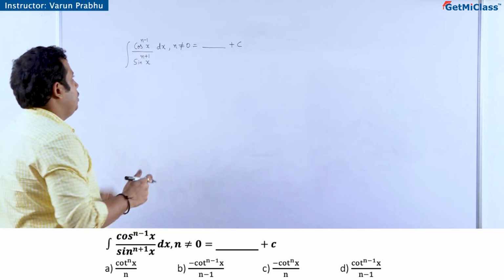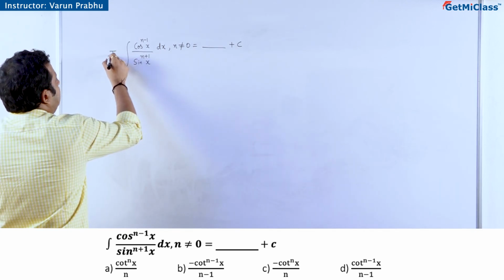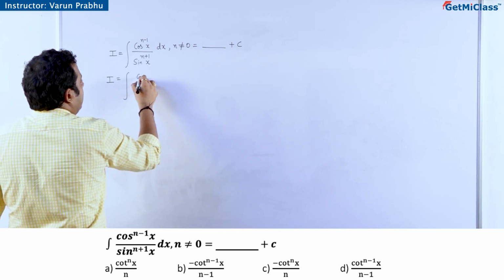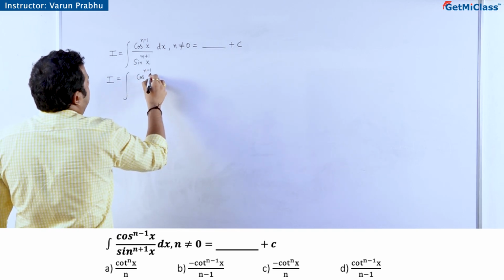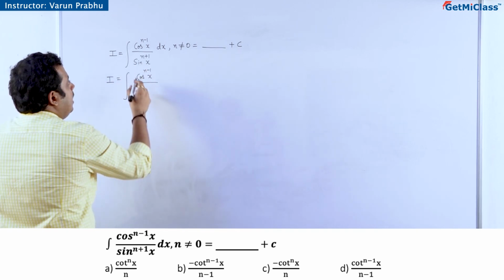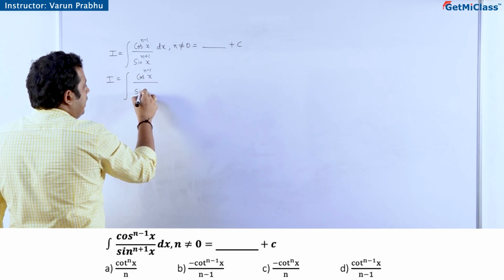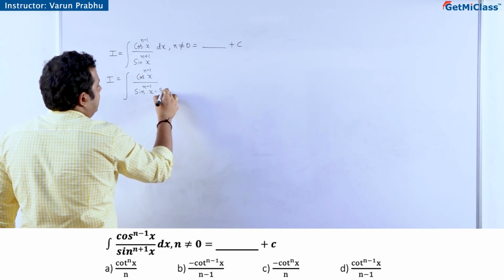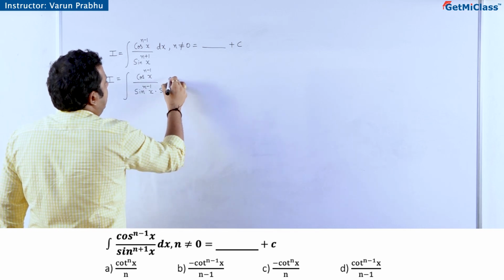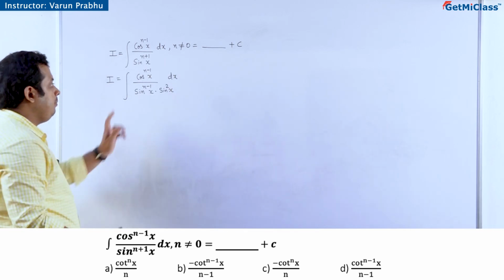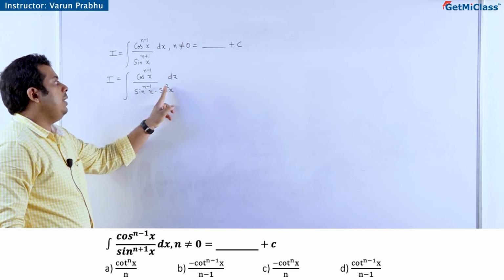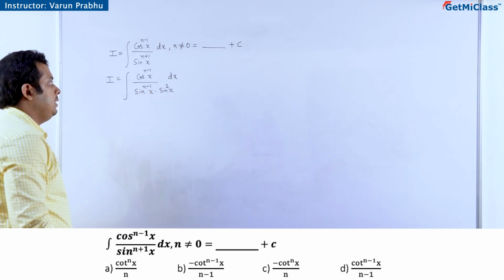If you look at this question now, the integration to be evaluated is this one. I is equal to the integral of cos to the power n minus 1 times x. This can be written as sine to the power n minus 1 times x into sine squared x dx. So this part will become sine to the power n minus 1 plus 2, which is n plus 1, x, correct?